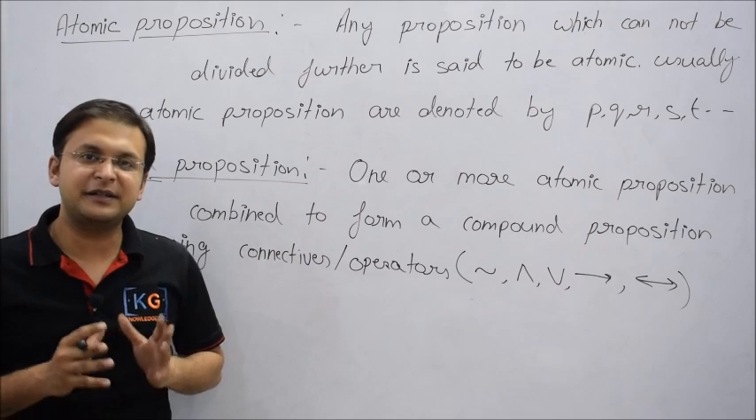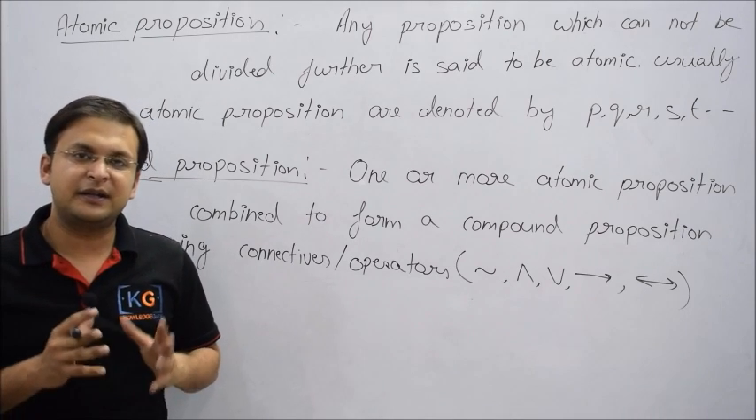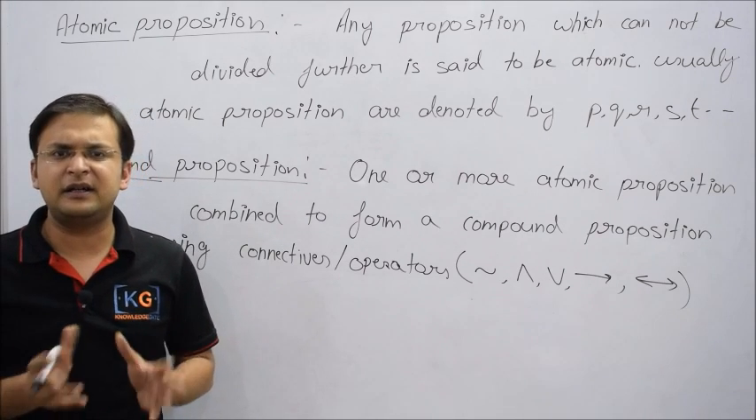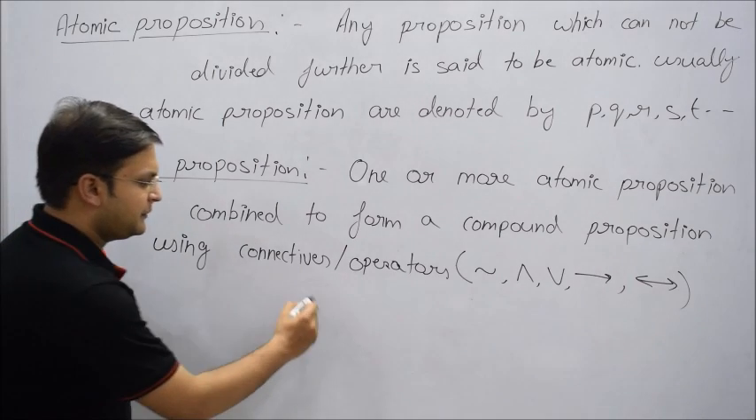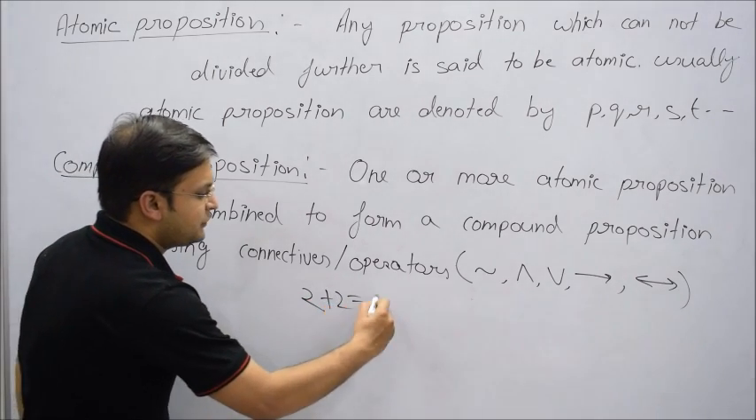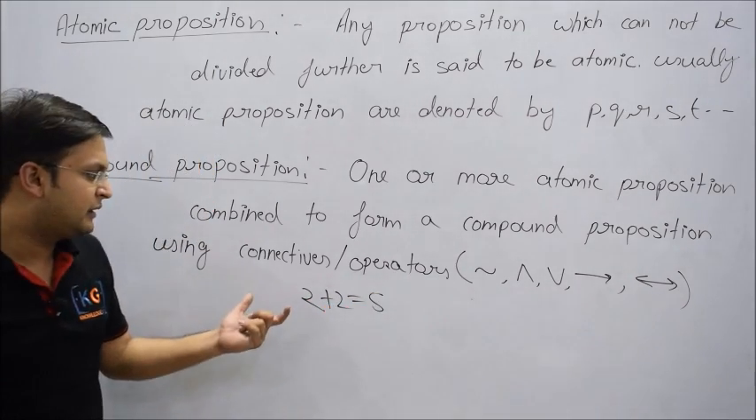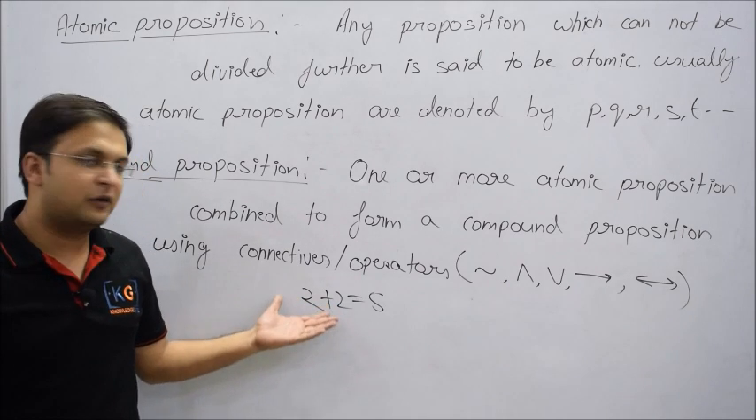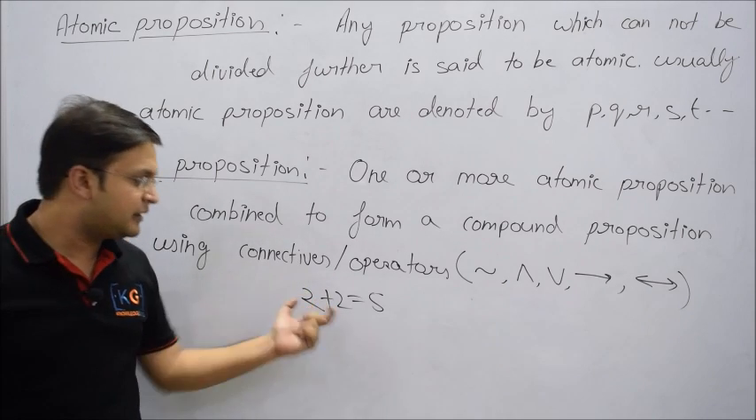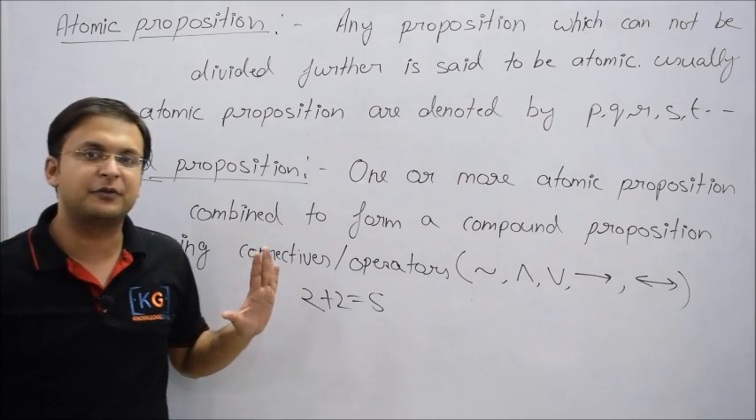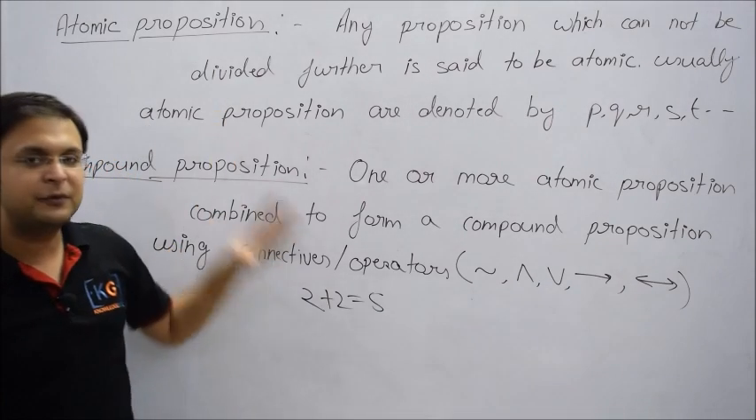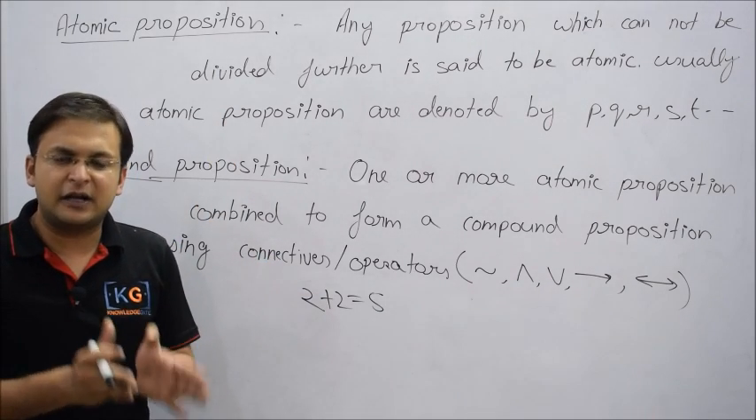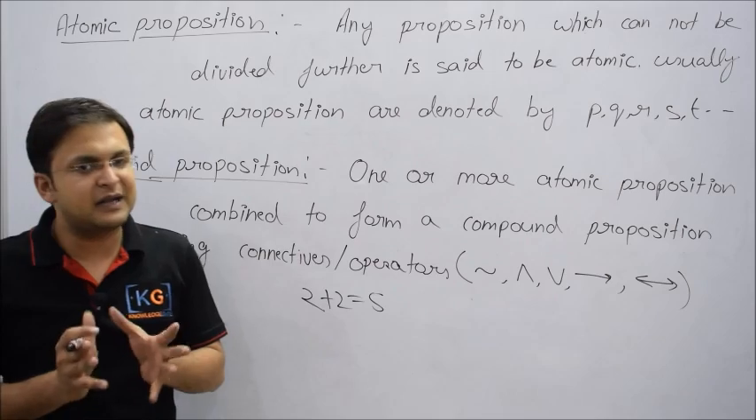Okay friends, as in the previous video we have understood that a statement is a proposition if it is either true or false. For example, if I say 2 plus 2 is equal to 5, you understand that although this statement is false, it is declarative and either true or false, so this statement is a proposition. Now we say that a proposition can be of two types, either atomic or compound. Now what is an atomic proposition?